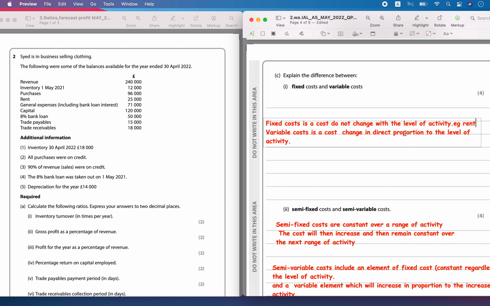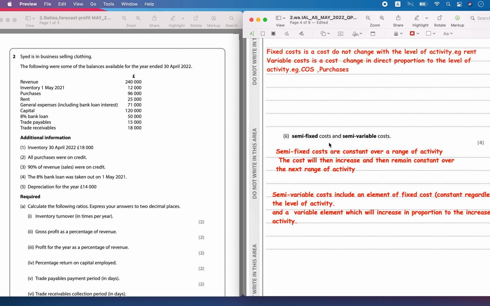Okay, variable cost is a cost that will change directly in proportion to the level of activity, or how much of activity you do, it is going to change. So for example, you can talk about the electricity bill, or we can say cost of sales or the purchases. As the inventory is bought, it is going to change with the level of production. Okay, so that is fixed cost and variable cost.